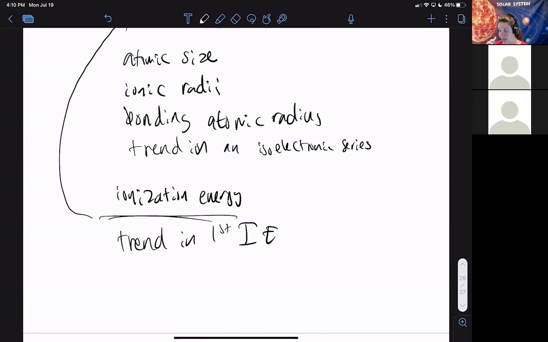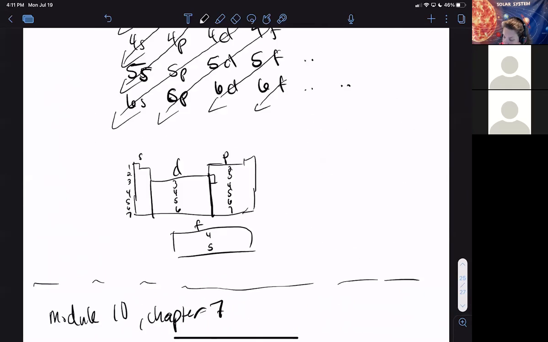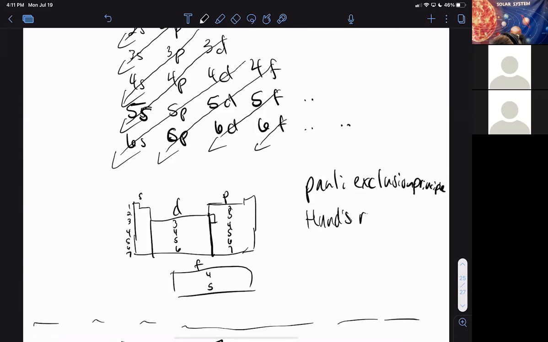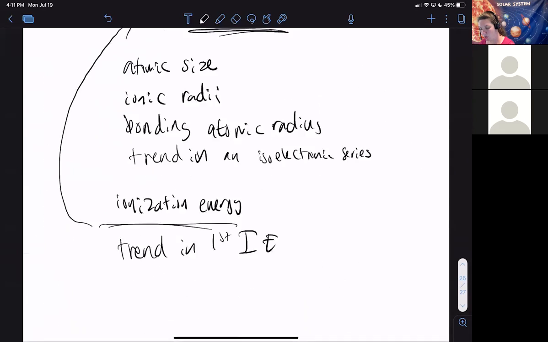I forgot to mention this in the last chapter, and I'm so sorry. I wish I had remembered. You should also know what the Pauli exclusion principle is, and Hund's rule. You should be able to define both of those, and relate how they are seen within an electron configuration or orbital diagram. What consequences do these have on electron configurations and orbital diagrams?